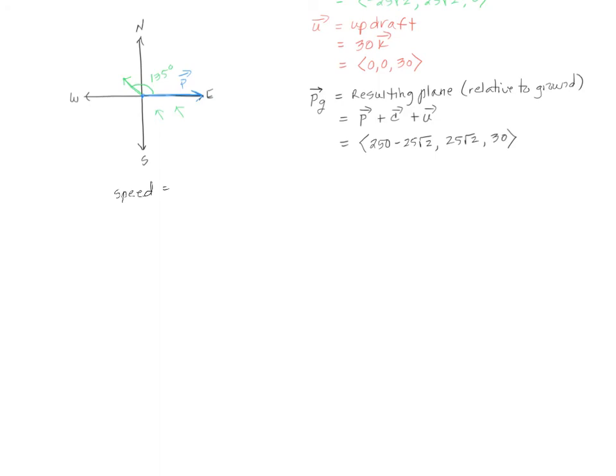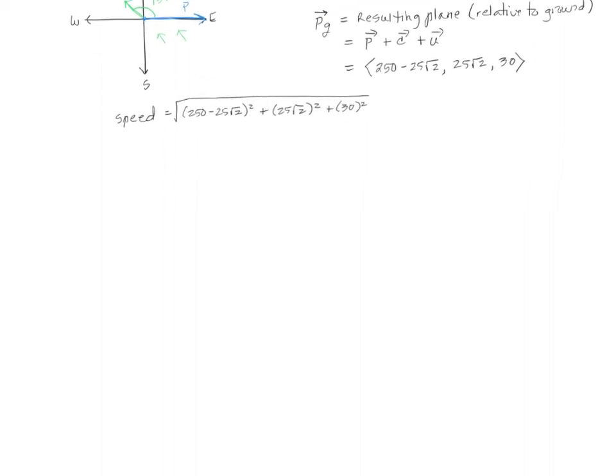So if we were to compute the speed, remember that's going to be equal to the magnitude of this plane vector, which would be the square root of (250 minus 25 square root of 2) squared plus (25 square root of 2) squared plus 30 squared. So double check me on this. I'm just going to plug this into a calculator. And now I think I'm just going to round it to the nearest whole number and write, I think I have 220 miles per hour.